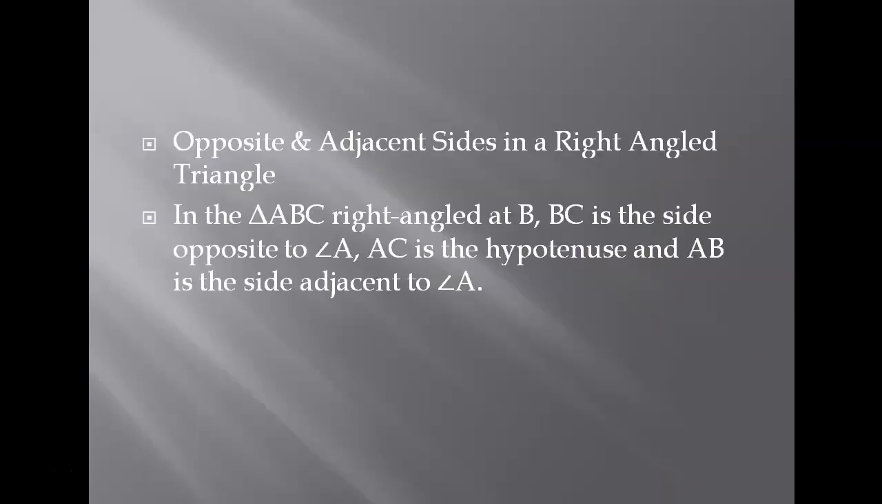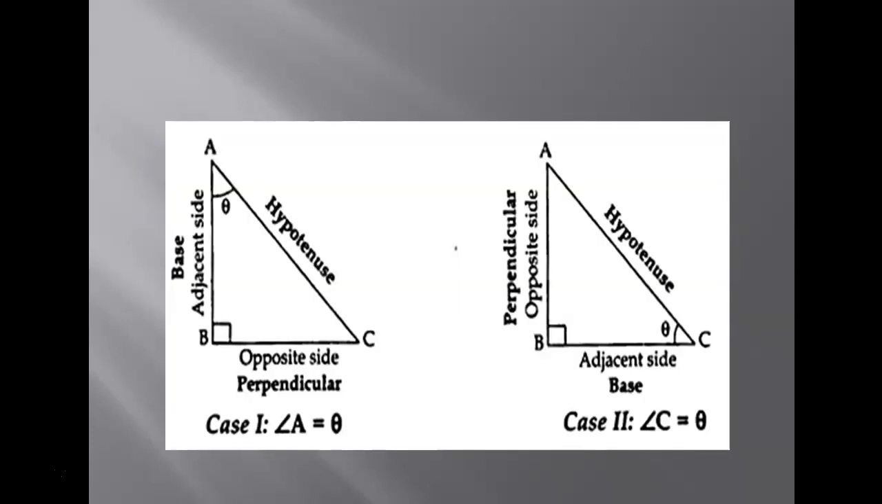As opposite side and adjacent side in a right angle triangle, in a triangle ABC right angle at B, as we know that BC is the side opposite to angle A, and AC is the hypotenuse, and AB is the side adjacent to angle A. Now here we have two triangles. In the first triangle, I am taking angle theta over here. In the second triangle, the angle theta is here.